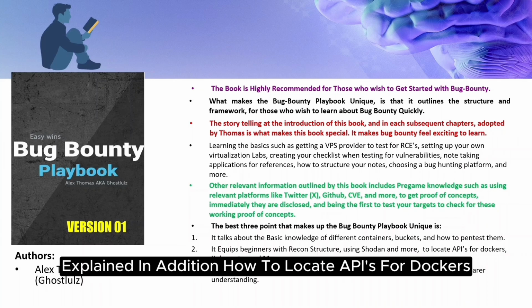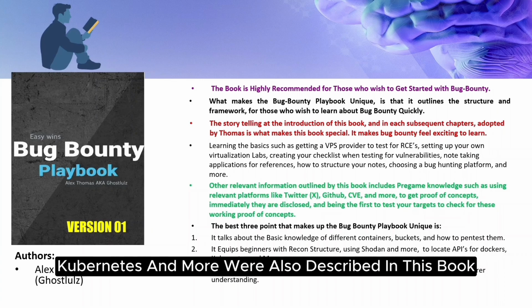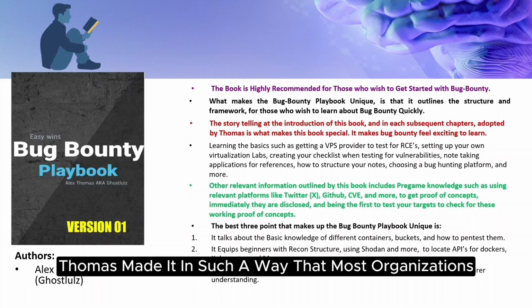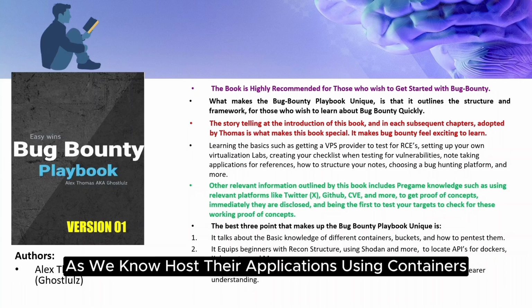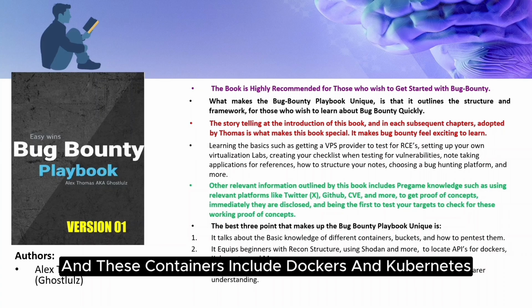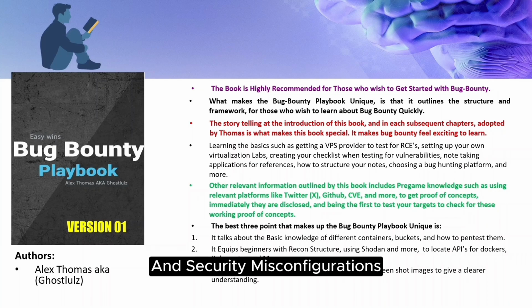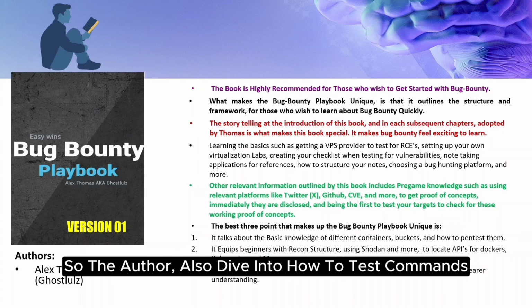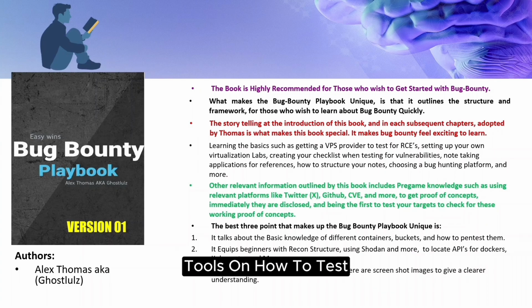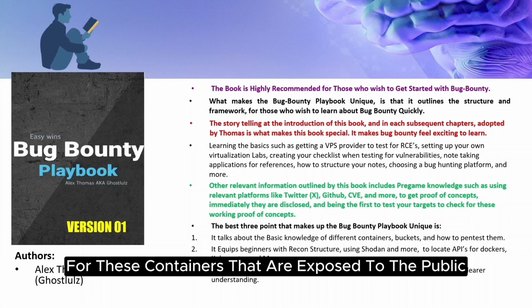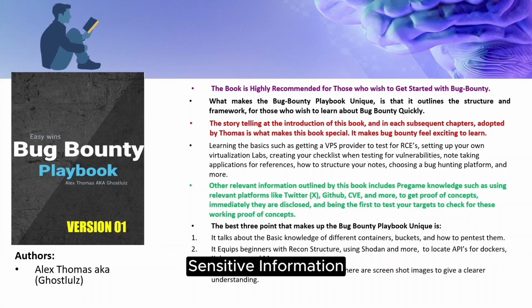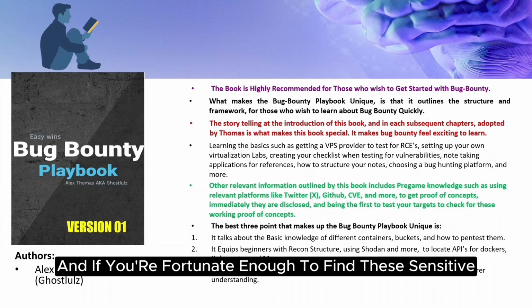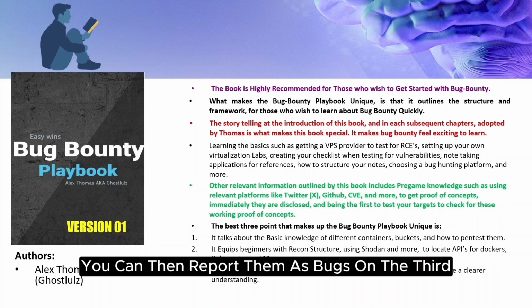In addition, how to locate APIs for Docker, Kubernetes, and more is also described in this book. Thomas made it this way because most organizations host their applications using containers, and these containers include Docker and Kubernetes. Security misconfigurations can expose these containers to the public internet. So the author also dived into commands and tools to test for these exposed containers and find a way to exploit sensitive information stored in them. And if you're fortunate enough to find this sensitive information, you can then report it as a bug.